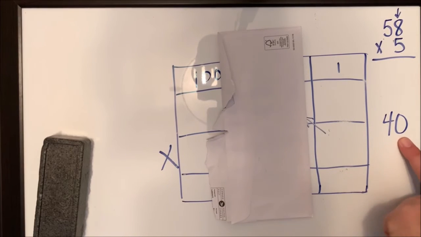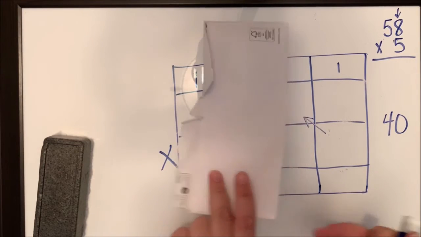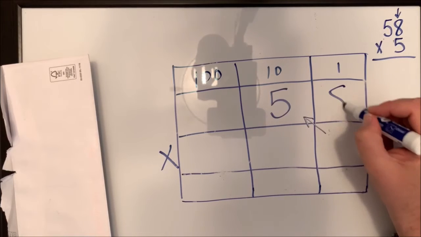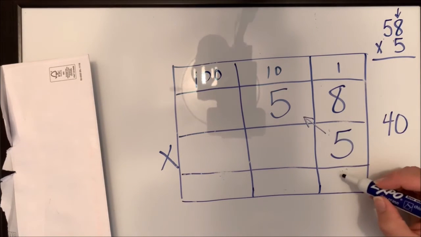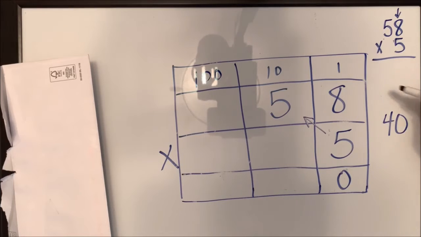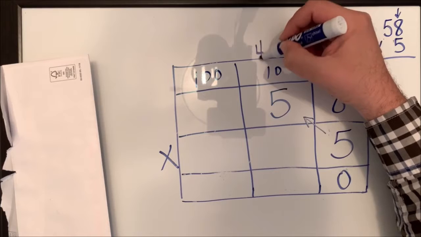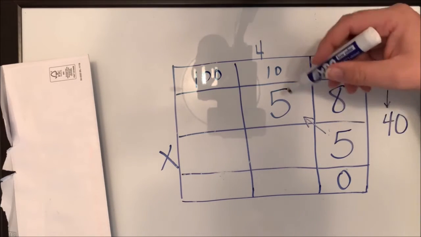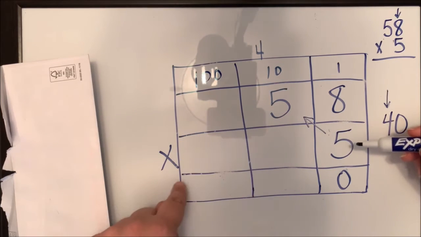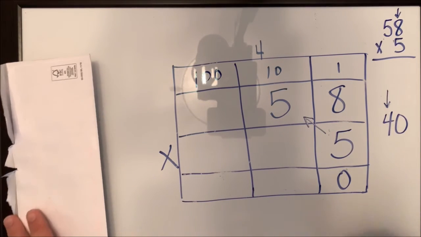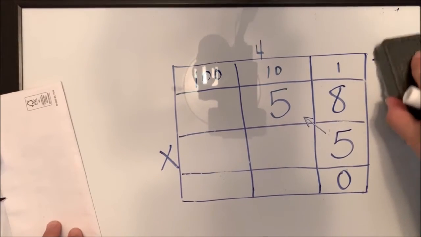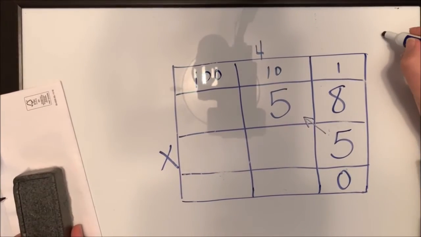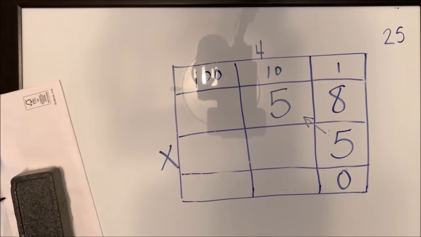So I don't have any ones. That's handy. So I'm going to, well, it would help to put the numbers in, wouldn't it? So I have no ones, but I have 4 tens over here. So I'm going to put the 4 tens on top. Now I'm going to multiply this way. So 5 groups of 5 is 25. Okay. 25 groups of 10, don't forget.